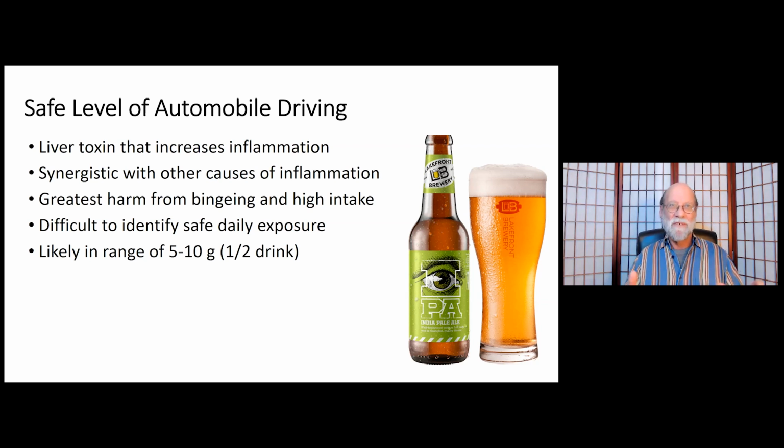Likely the safe exposure is in the range of half a drink a day. And anything above that really is subjecting our body to harm. Now, we make these trade-offs all the time. Getting in a car subjects us to risks as well, as does smoking one cigarette. We have different attitudes towards these three types of exposure, but in a certain way, they're all very similar.